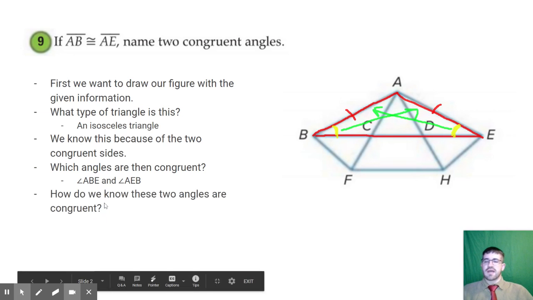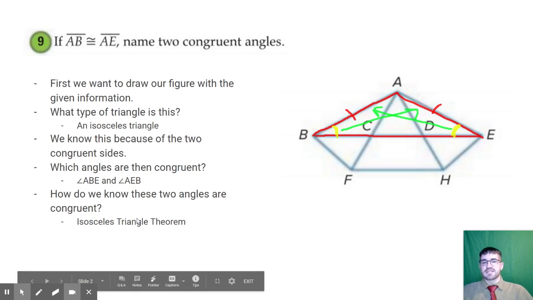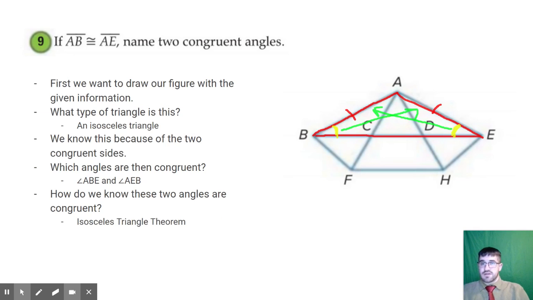And how do we know that these 2 angles are congruent? Take a moment, think about it. It is from the isosceles triangle theorem, which states that if we have a pair of congruent sides, then the angles opposite those sides are congruent.